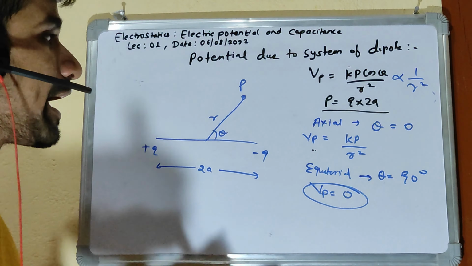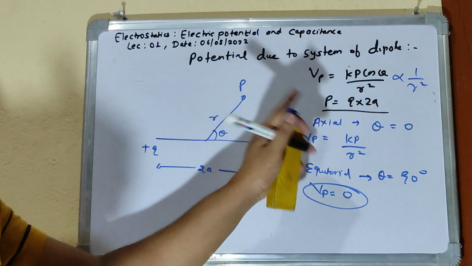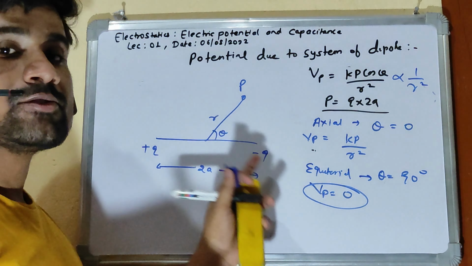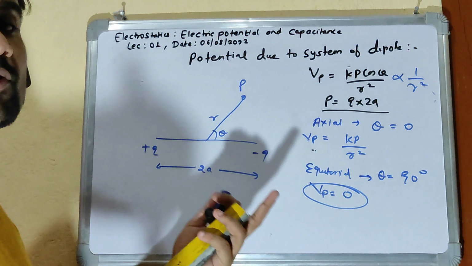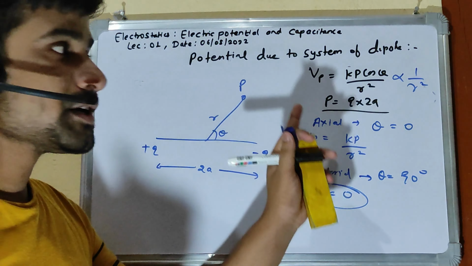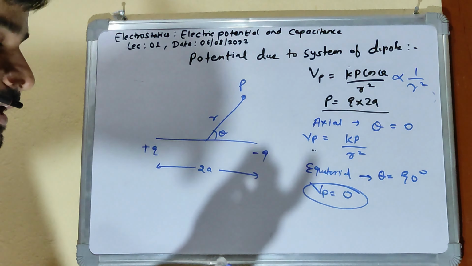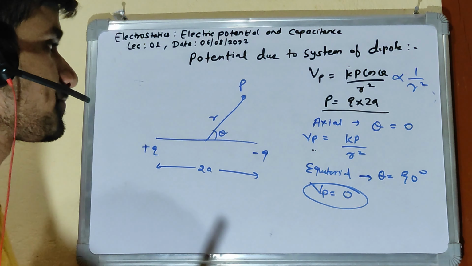Also do note that potential due to a dipole is inversely proportional to the square of the distance where we are calculating it, and not linear. It is the square power. When we calculated for a point charge, it was varying to the power 1, inversely proportional to r, but for a dipole it is inversely proportional to r square, right?